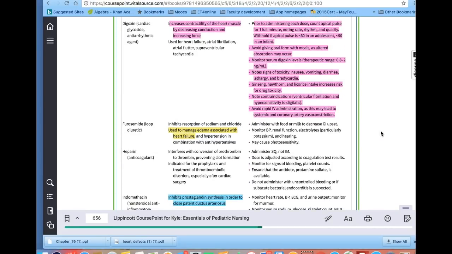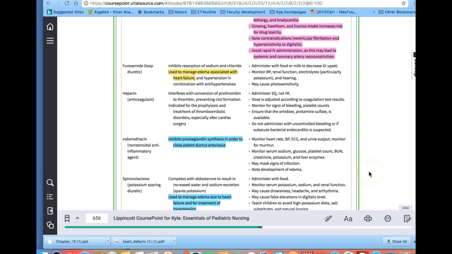Lasix. Lasix and DIG are usually the two drugs of choice with CHF with congenital heart defects. Lasix is potassium wasting, so know that you need to keep track of your potassium. Used to manage edema with heart failure. So remember that part.